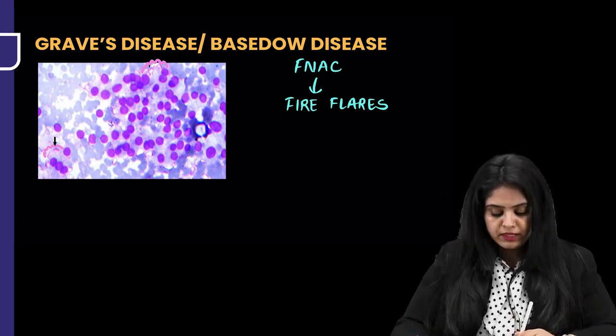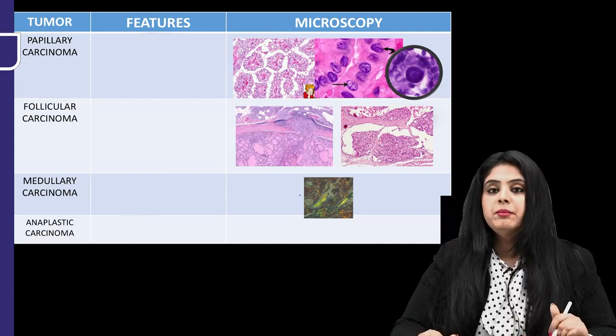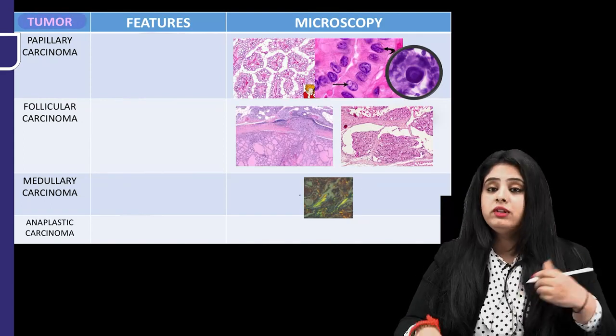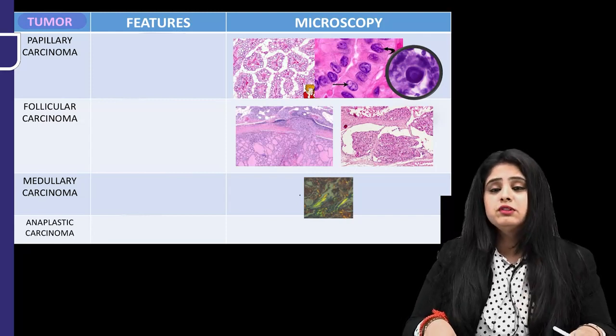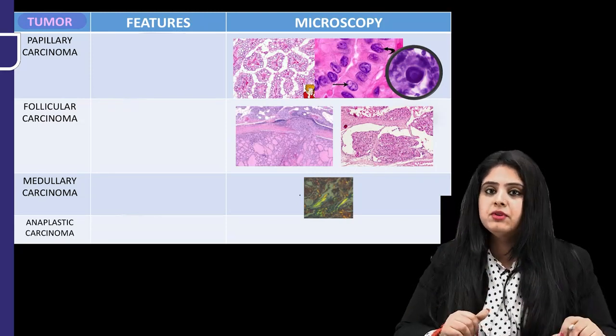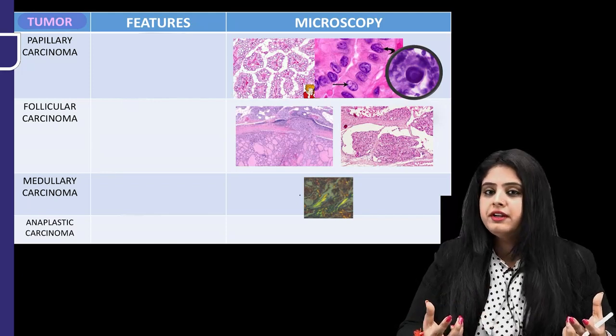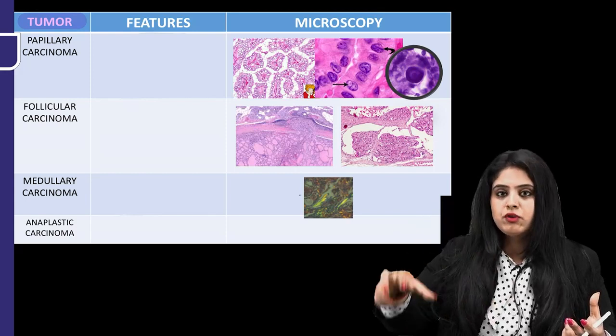Now I'm going to go on to a table, that is your summary of the different thyroid tumors that you have. I've tried my best that in all of this rapid review, I give you lots of tables so that your entire pathology becomes tabular. Otherwise, students usually complain that a bulk of notes is very difficult to read. Papillary on one page, follicular on one page.